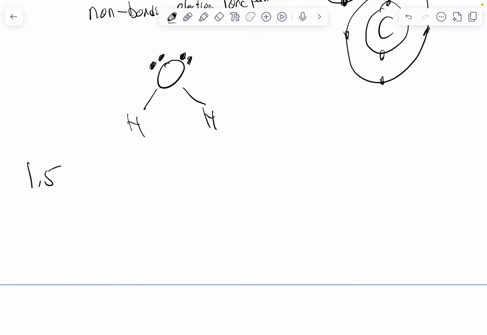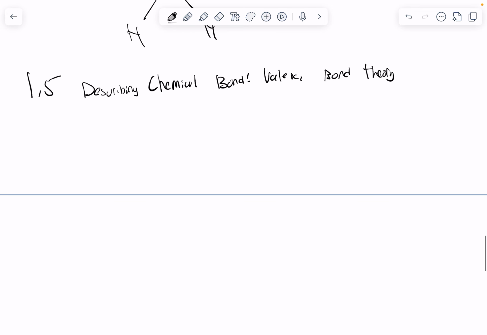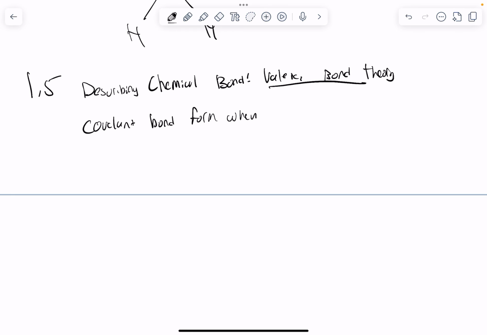So now let's keep furthering our understanding with another way of describing chemical bonds. And this is the valence bond theory. All right, so I'm going to give you a definition. The valence bond theory says covalent bonds form when electron sharing occurs by overlap of 2 atomic orbitals.